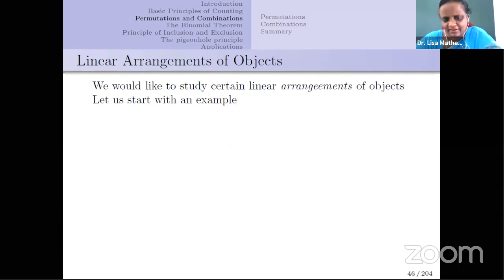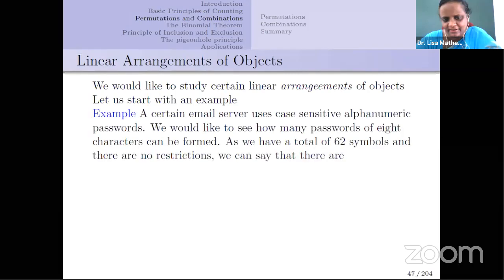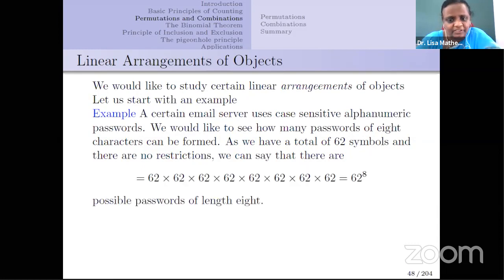Linear arrangements of objects. Let me start again with an example. A certain email server uses case-sensitive alphanumeric passwords. Now I'd like to see how many passwords of 8 characters can be found. Now we have a total of 62 symbols, and since there are no restrictions, for each position I have 62 options, and therefore I have totally 62 into 62, 8 times, or 62 raised to 8 possible passwords of length 8.